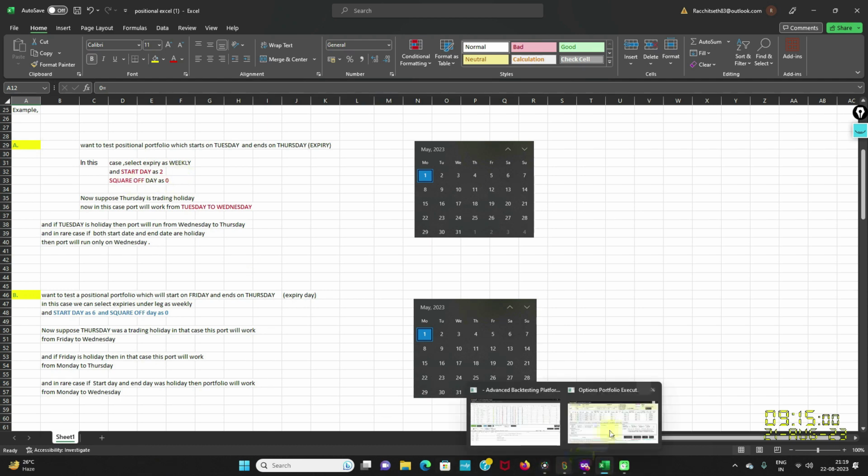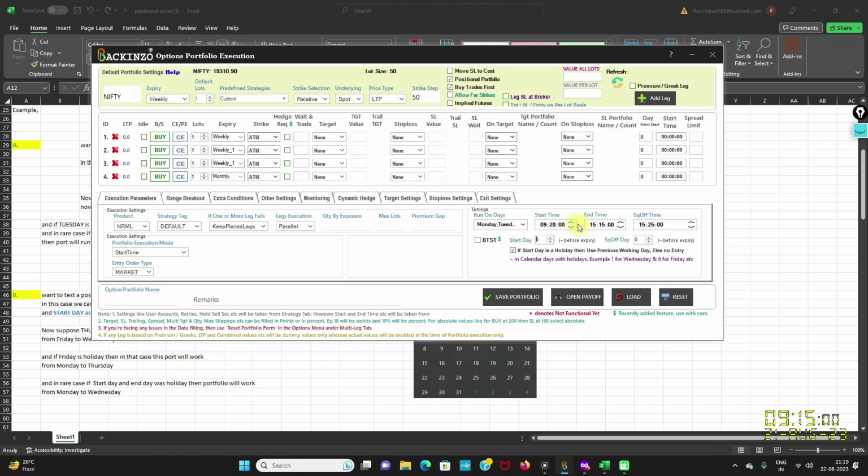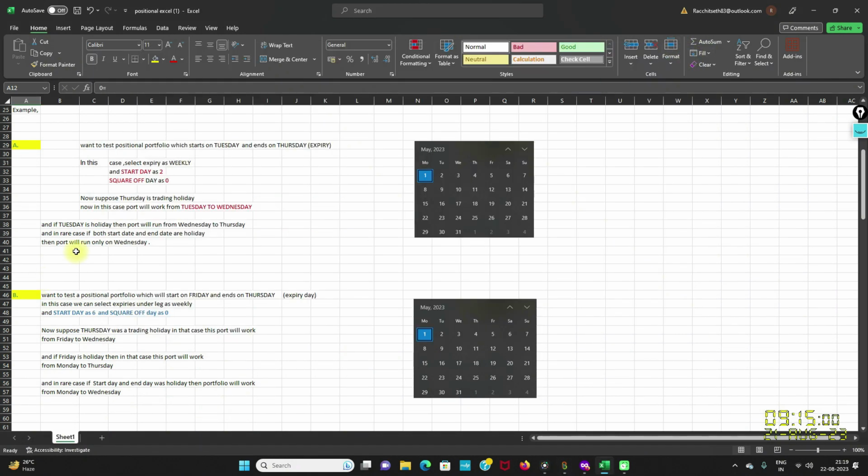So here in Backinzo, you will enter 2 for the start day and 0 for the square off day. Now, suppose Thursday is a trading holiday. In this case, the portfolio will work from Tuesday to Wednesday. And if Tuesday, your start day, is a holiday, the portfolio will run from Wednesday to Thursday, that is your expiry. And in the rare case that both the start day and the square off day are holidays, the portfolio will run only on Wednesday.